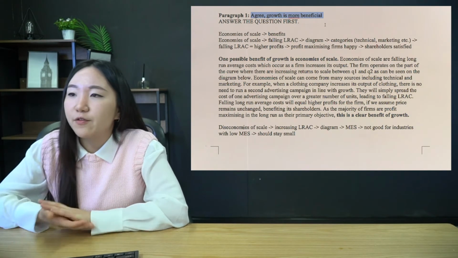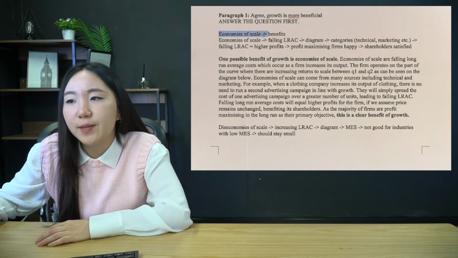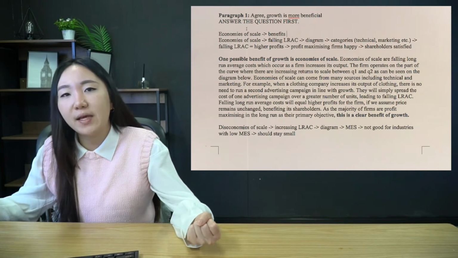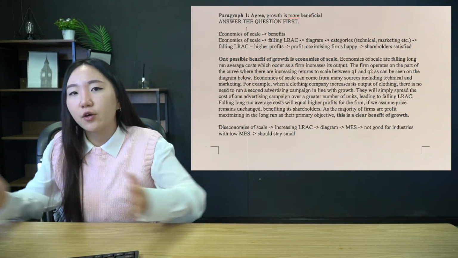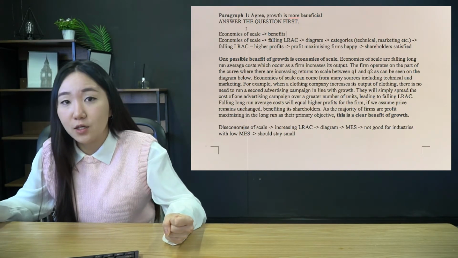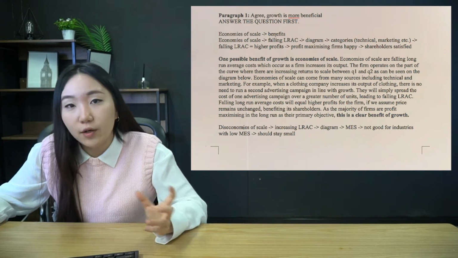So the first point we've come up with here is economies of scale, and I've put an arrow leading that to benefit. So my point A is economies of scale, and I need to get to point B, benefits. There's a lot that goes on in the middle, but I've identified clearly what I want to start with and what I want to end with. So now let's have a look at what goes in the middle.